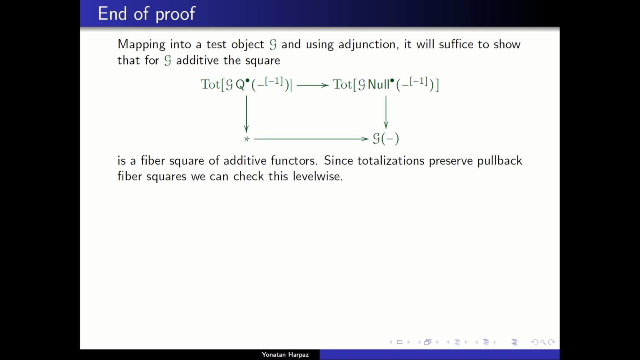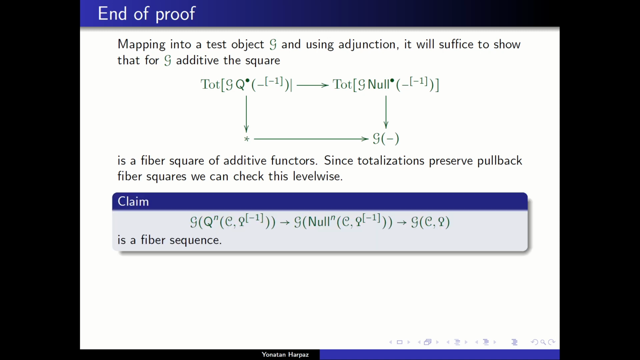And since totalization preserves pullback fiber squares, we can check this level-wise. In fact, we can also check this for every Poincaré infinity category separately, because this is just a question about limits of additive functors. These are like limits in functors. And so it will just suffice to show that for every Poincaré infinity category (C, Ϙ), what we get here in degree n when evaluated at (C, Ϙ) is a fiber square of spaces.